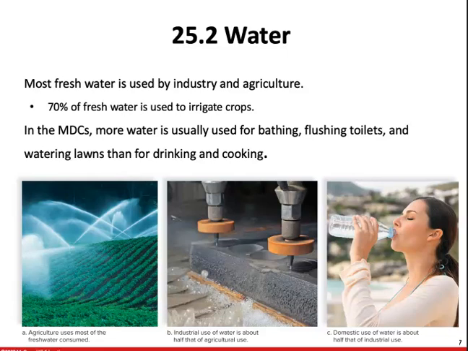Water is a pretty limited resource. Most fresh water is used by industry and agriculture. About 70% of fresh water is used just to irrigate our crops. In the more developed countries, more water is usually used for bathing, flushing toilets, and watering lawns than for drinking or cooking. Globally, the needs of humans do not exceed the renewable supply of fresh water. So that's great, but that's considered on a global scale. Globally, we are keeping up with the renewing of freshwater resources, but this is not the case in every region of the world.